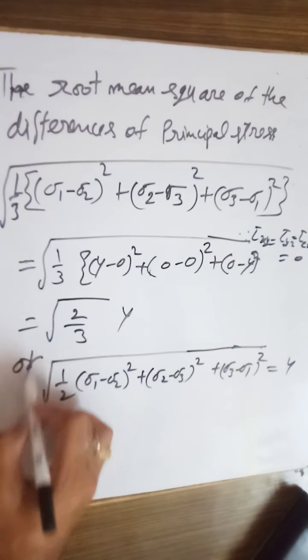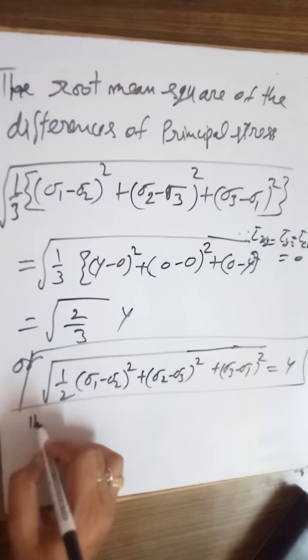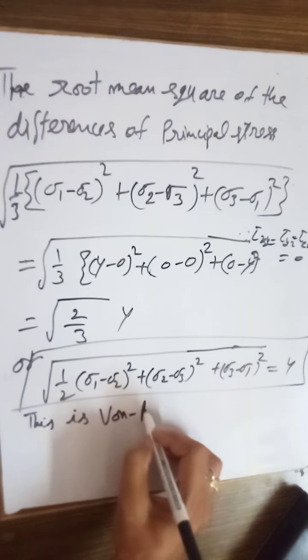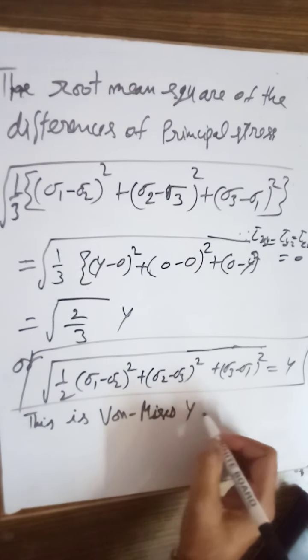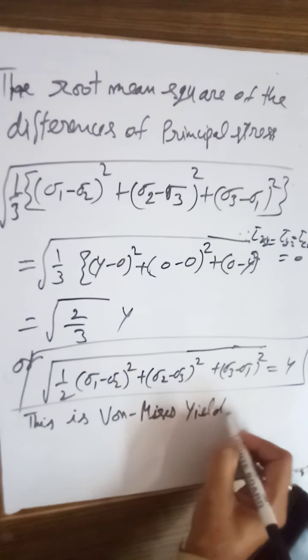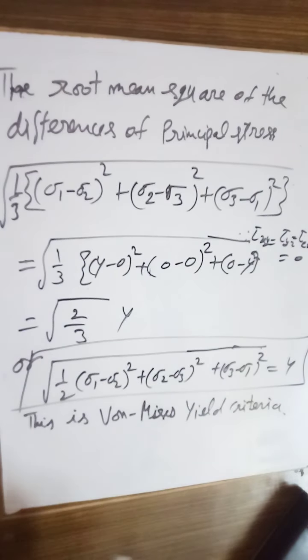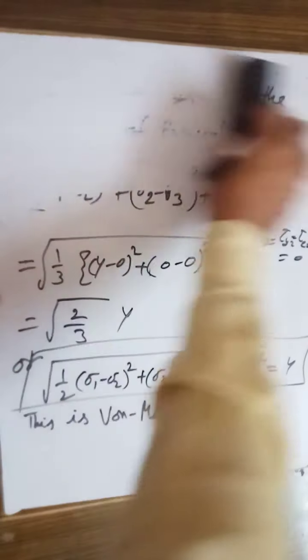Like this. So this is the von Mises yield criterion. It can be modified for a known principal axis. So for the known principal axis we can modify this equation.